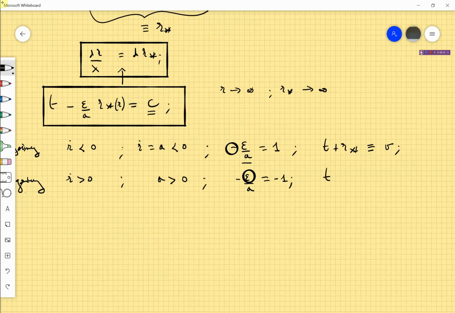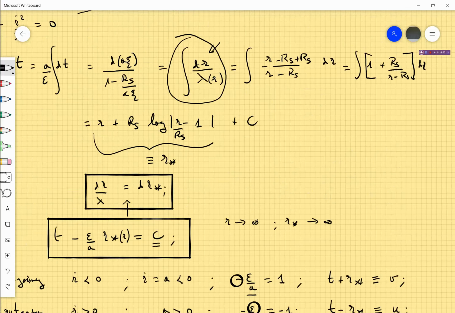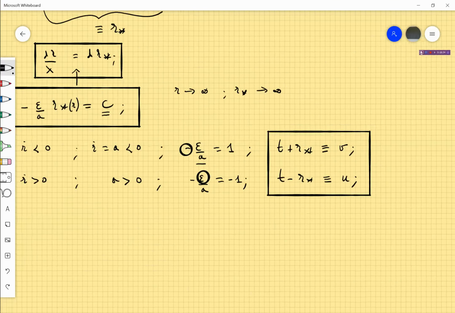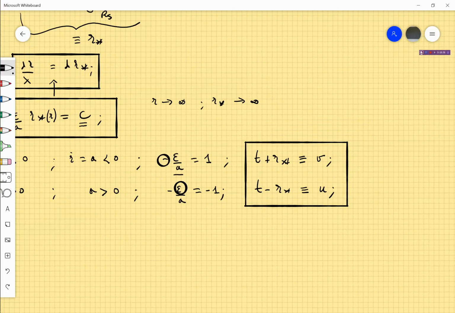And in this case, you have t minus r star, which I am going to define as u. In the past we had minus u, and that was because the order of these coordinates was reversed. U and v are known as the incoming and outgoing Eddington-Finkelstein coordinates.